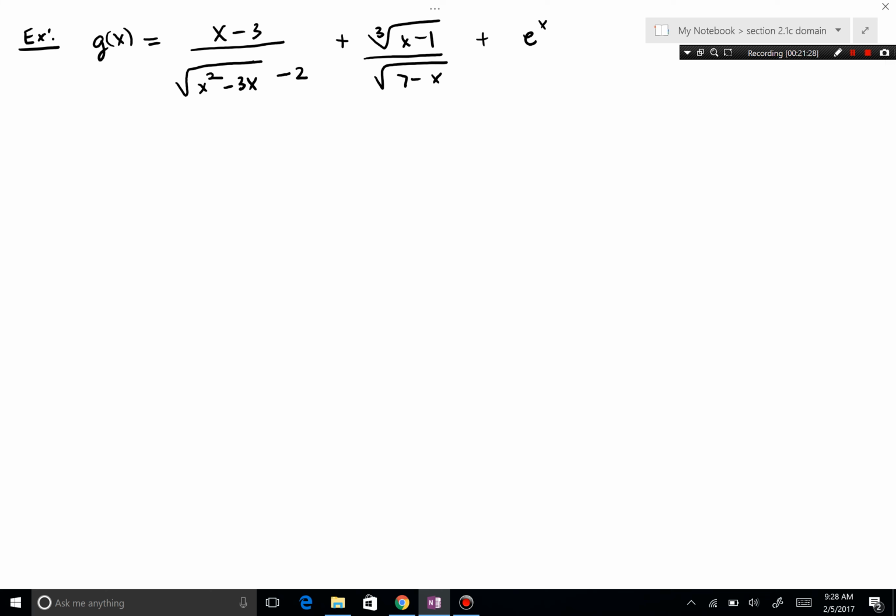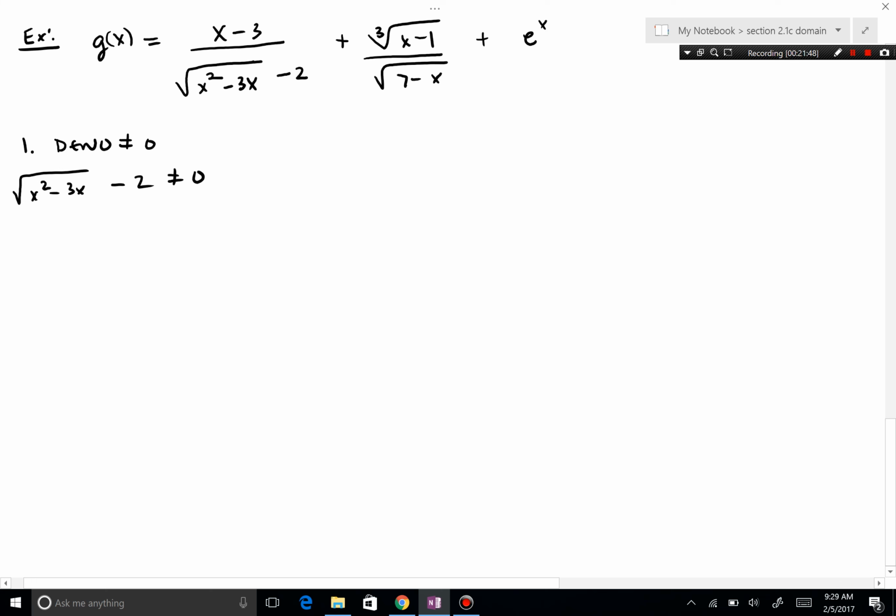So denominators can't be equal to 0. How many denominators do we have here? Well, let's put our two problems. You notice I always start by saying denominator can't be equal to 0. Well, here's one. Here's my first denominator. So the square root, the entire thing, minus 2, cannot be equal to 0.